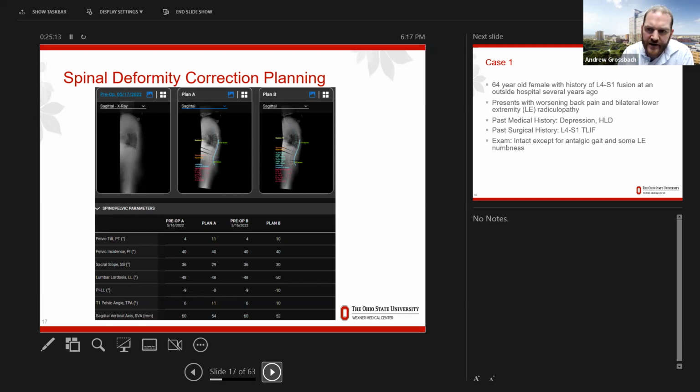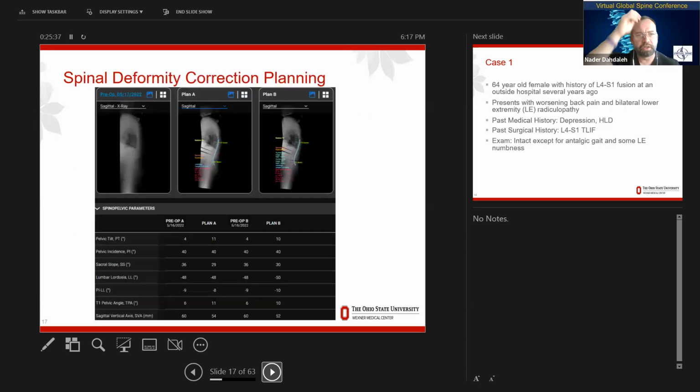The machine learning portion of it, so the more cases I do, it learns that, hey, Dr. Grossbach thinks he's going to get 35 degrees of correction with this PSO, but he only gets 25 degrees. So the next time I'm planning one, it's going to say we're going to get 25 degrees there. Do we need to do some other osteotomies? Do we need to do other interbodies to try and get our alignment goals?